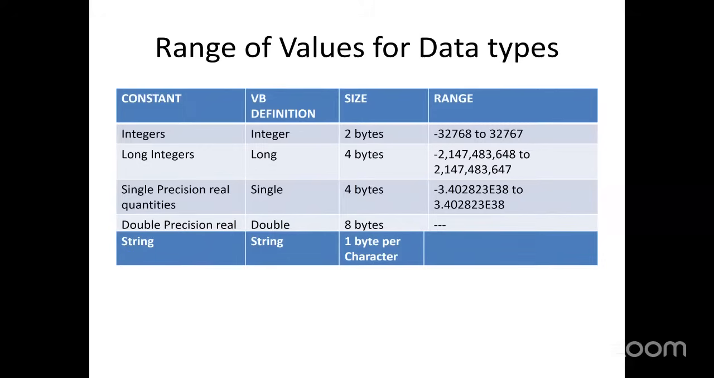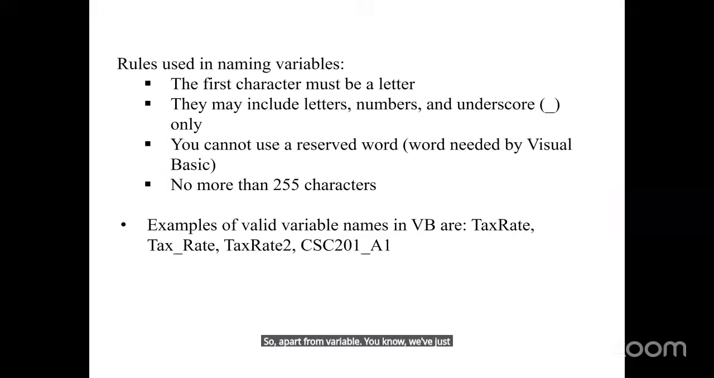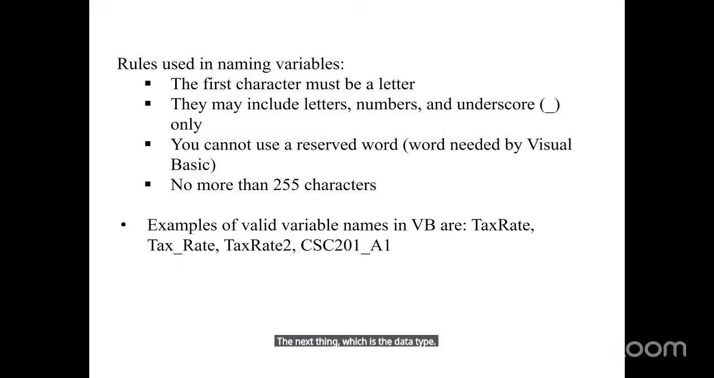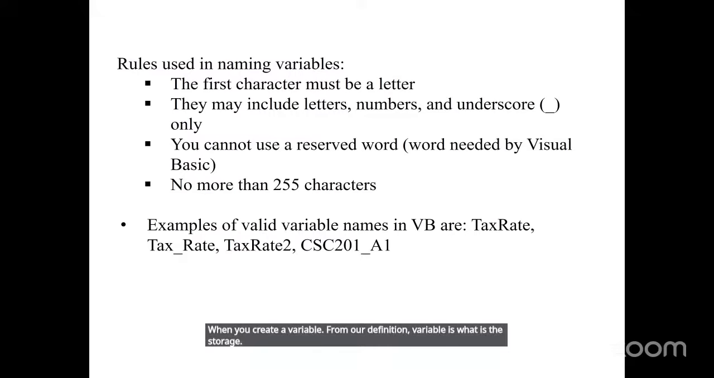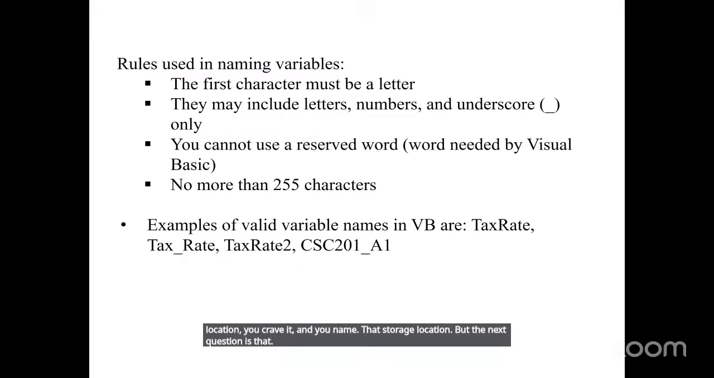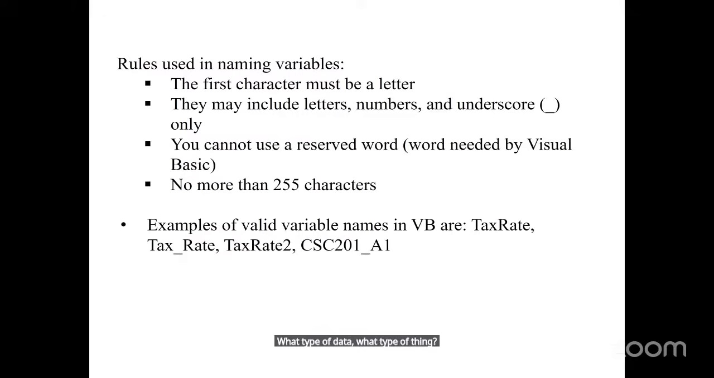Apart from variables, which we've just talked about, the next thing is the data type. When you create a variable, from our definition, a variable is what? It's a storage location you created and you named that storage location. But the next question is: what type of data, what type of thing, needs to be stored in that variable? So I need to declare the type of data that must be stored.